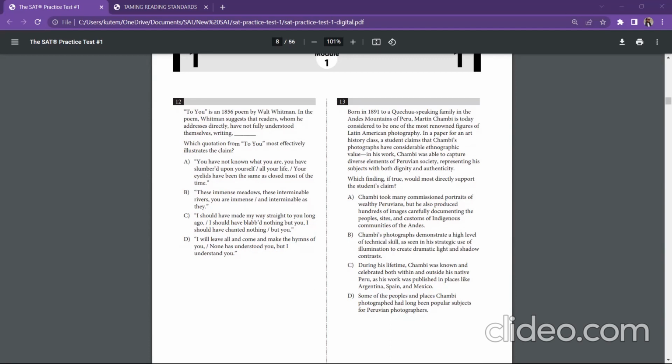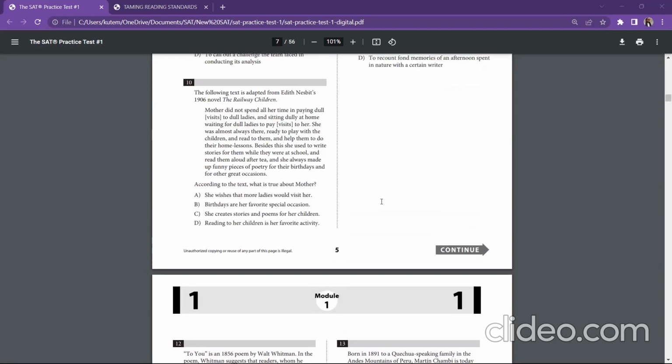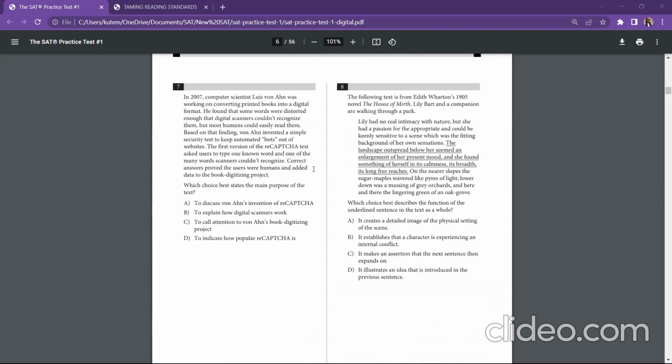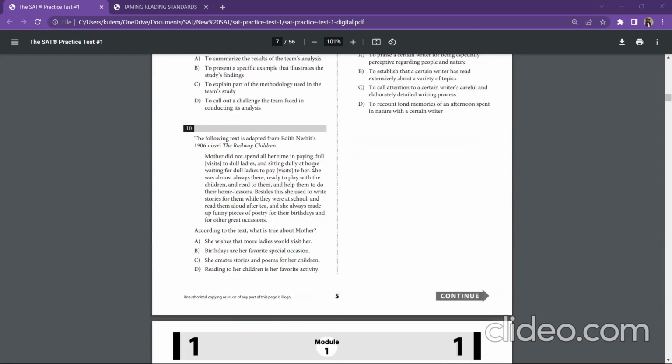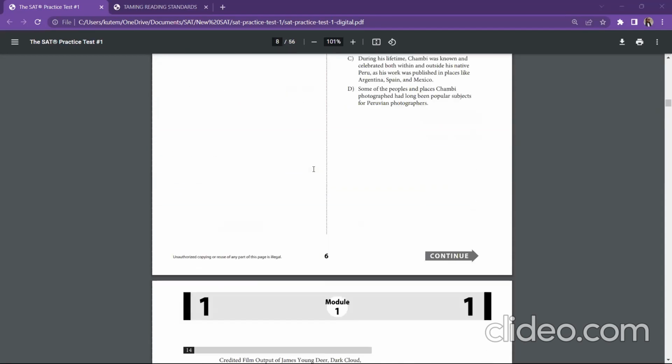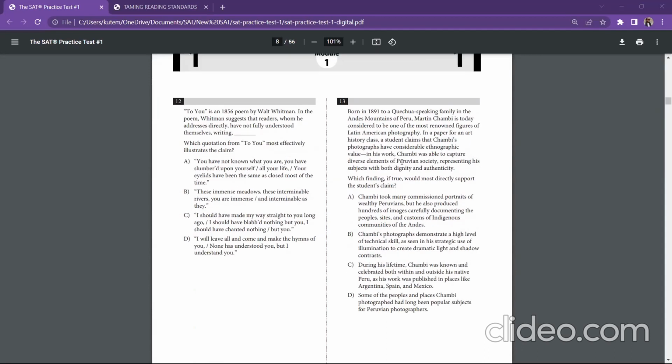It seems like we're seeing a pattern. When it comes to reading, the options are quite long because they're trying to explain something. But for writing, it will mostly just be a sentence or a word, because it's mainly focusing on the form of the answer. Like I said, the grammar. So question 13 is asking which finding, if true, would support the student's claim.